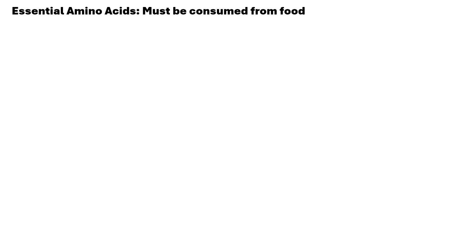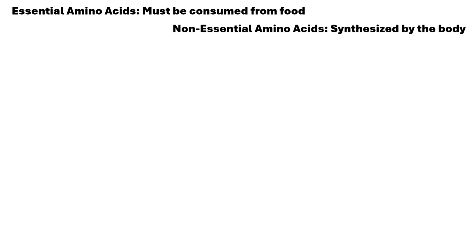I believe I mentioned essential and non-essential amino acids. Okay, so having a look, we can see that essential amino acids must be consumed by food. Why? Because they cannot be synthesized or produced by the ribosomes in your cells. You can't make it. That's why you need to consume it. Non-essential amino acids are synthesized by the body, and so you don't necessarily need to consume them.